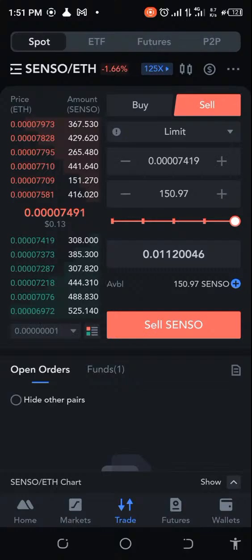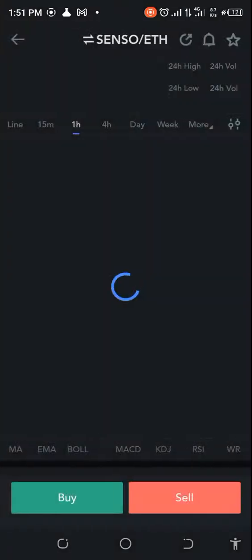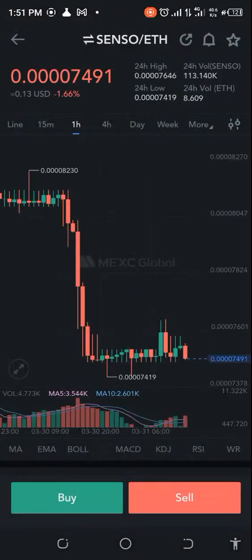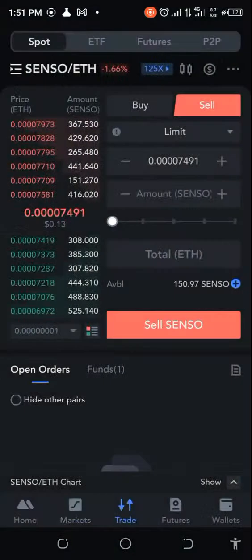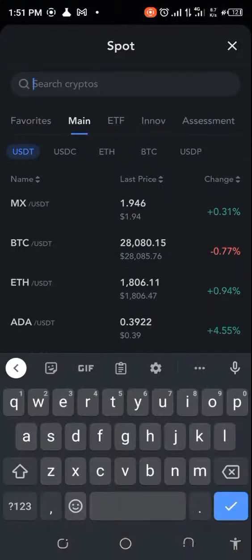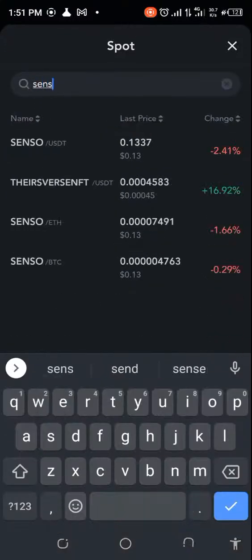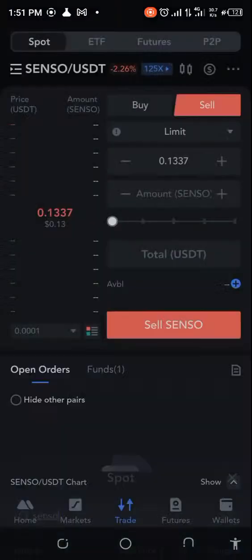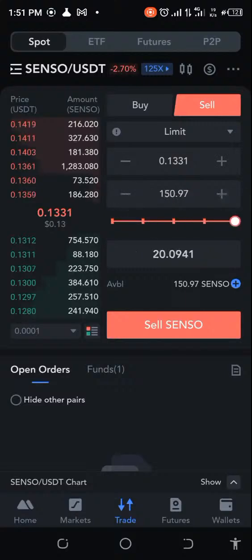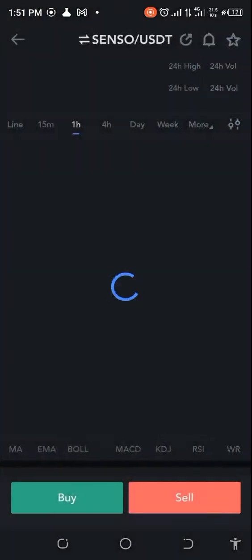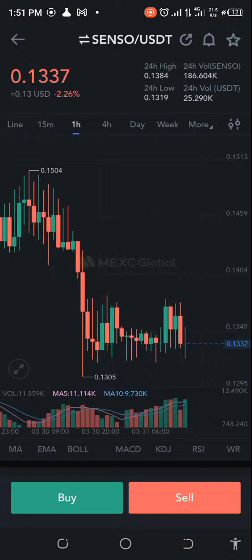Okay, it was initially higher because I saw that it had a good spike and then all of a sudden, oh, now it's coming down. No. So if I go back to my Senso USDT, okay, one or two things could happen. If I try to sell back to USDT, let's see. It's really gone low. It has really gone low. What's going on here? Okay, it's really, really low.